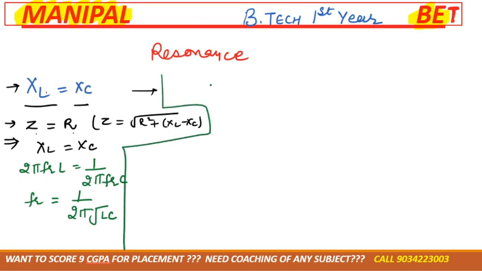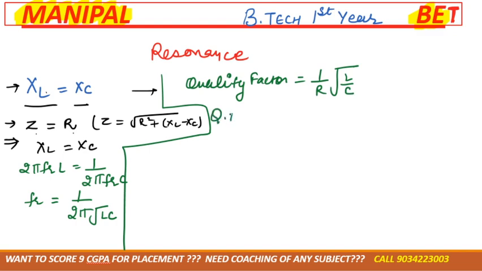Next, in this we need to calculate quality factor. So quality factor formula is 1 by R root L by C, or quality factor is also denoted by QF. Its formula is XL by R. XL is how much? Again 2 pi FR L, resonant frequency. Here if you put this value of FR, then you will get the same thing.